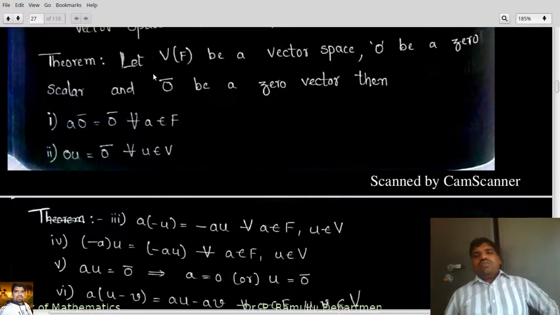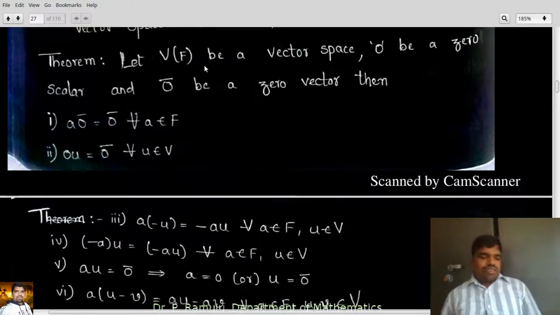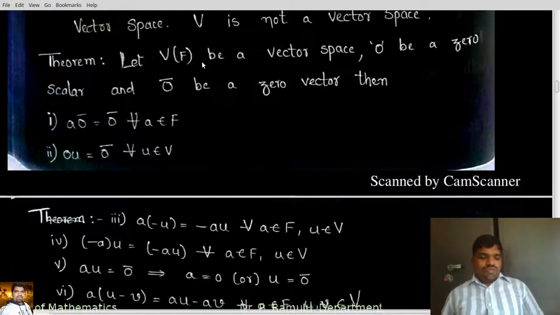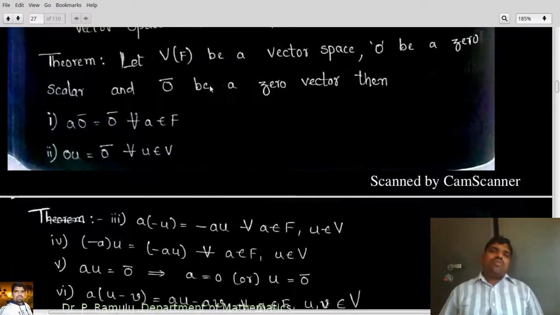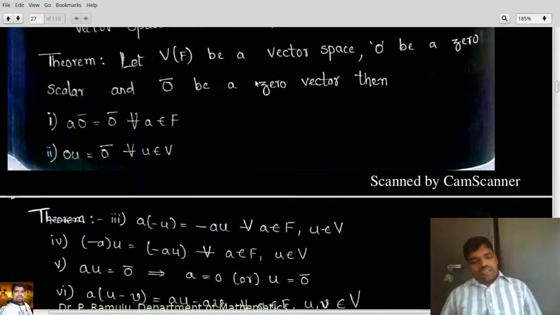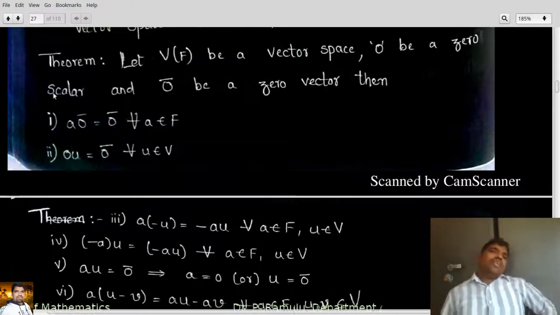Okay, so now some theorems I want to prove. Let V over F be a vector space, let 0 belong to F as the zero scalar and 0 bar be the zero vector. Then, first, a into 0 bar equals 0 bar for all a belonging to F.